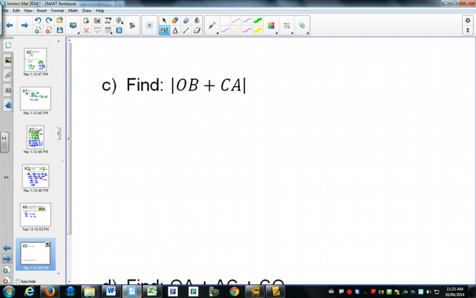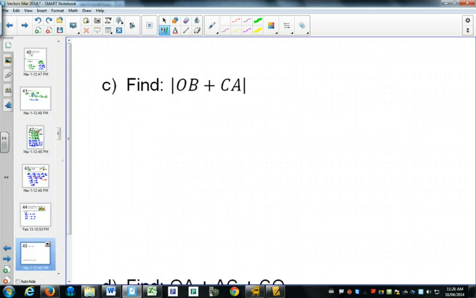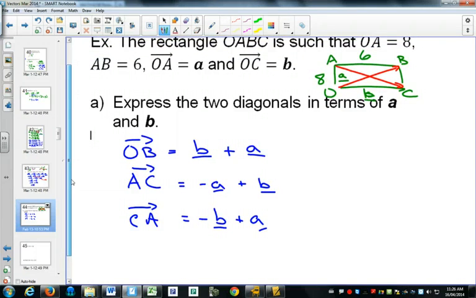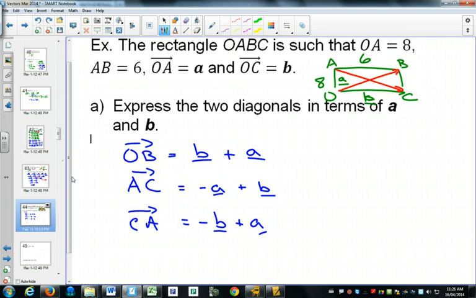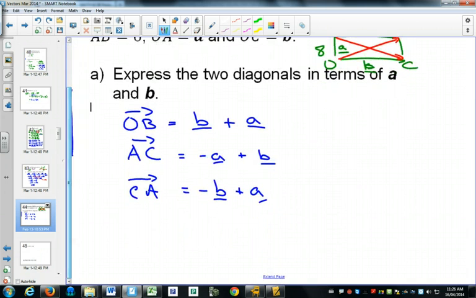So we're going to find what is the length of OB plus CA. Did I write CA last time? So CA would just be negative B plus A. Did I forget to check? Man. Yeah, I'm going to, oh, I'm missing that completely. So let's add it here.